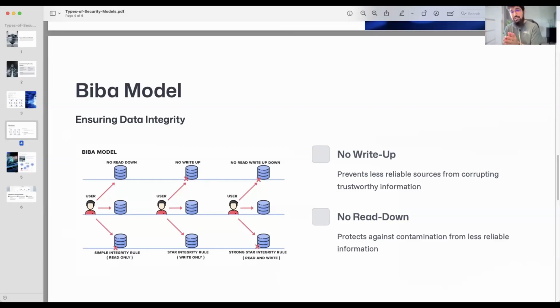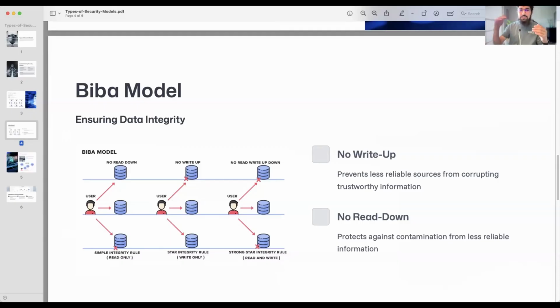It was developed by Kenneth J. Biba in 1977. This formal state transition system established a set of access control rules designed to explicitly maintain data integrity across the system, right? Here also we have three rules: simple integrity rule, star integrity rule, and strong star integrity rule, right?